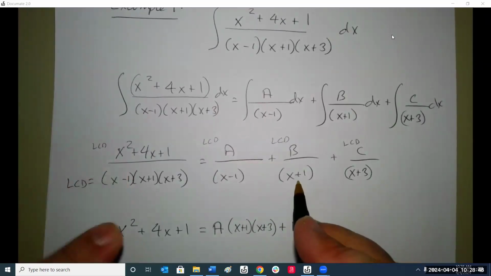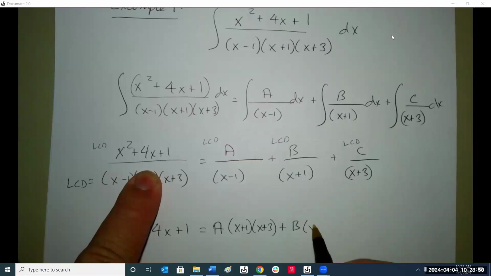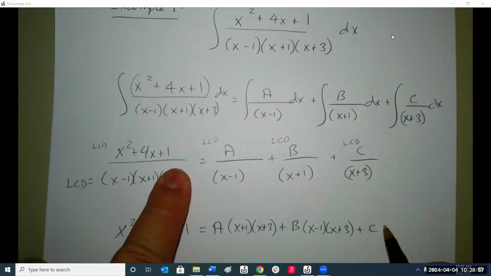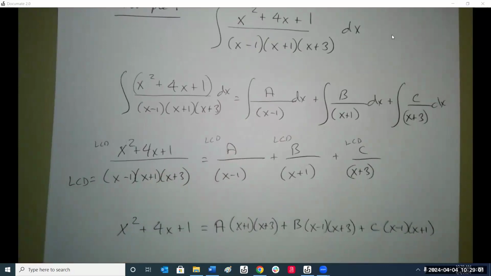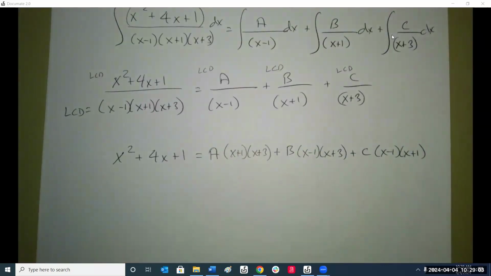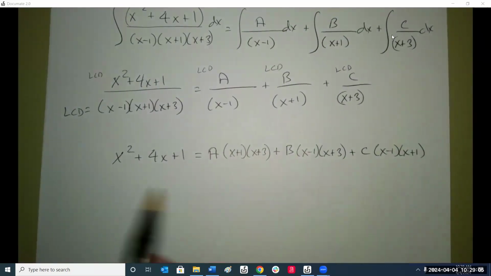In the second one, the x plus 1 cancels. So we have an x minus 1, x plus 3. In the third one, the x plus 3 cancels. So we have an x minus 1, x plus 1. Get rid of the fractions. Now we got to solve for A, B, and C.